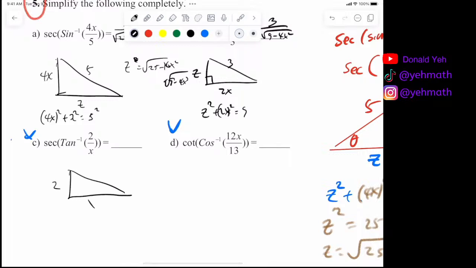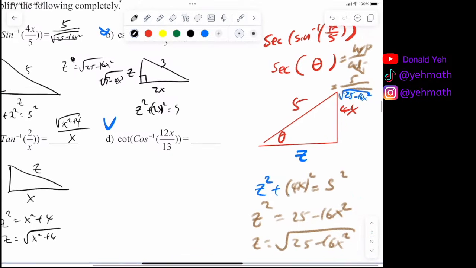Triangle 2x, z. So z squared is equal to x squared plus 4. Z is equal to square root of x squared plus 4. Secant is going to be the square root of x squared plus 4 all over what? X.